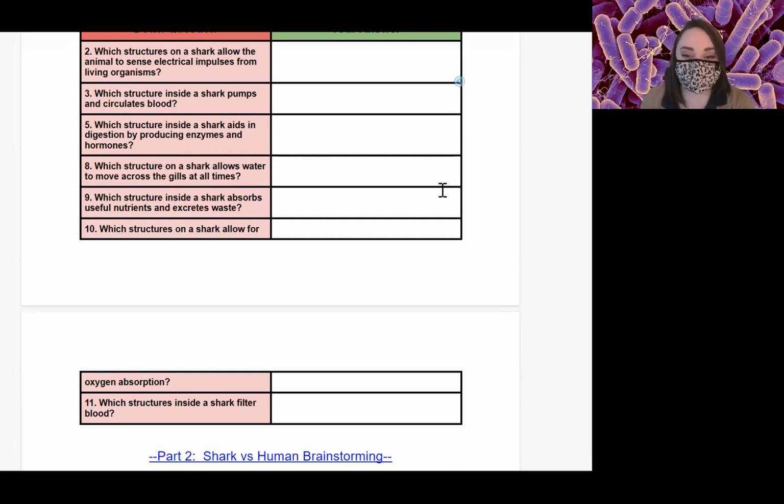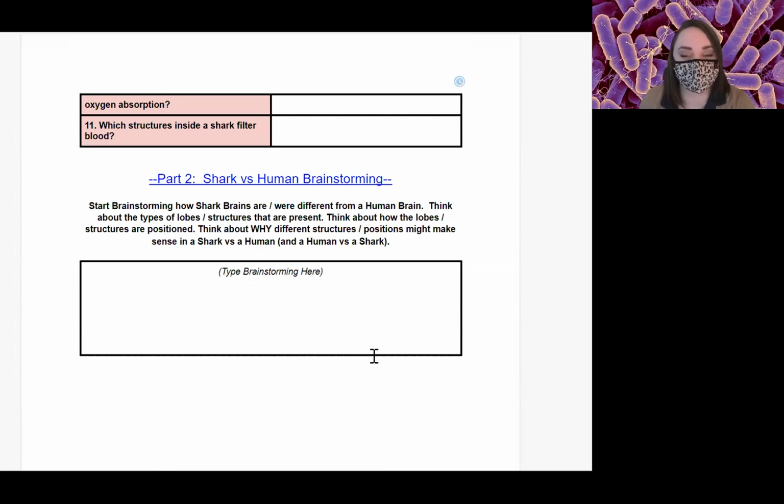The kidneys. All right, the very end then here was getting you to start brainstorming what some similarities and differences are between the shark and humans, specifically focusing on the brain, thinking about which structures or lobes are similar. Are there any unique ones to a shark that humans don't have? Are there any parts that humans have well developed that sharks don't?